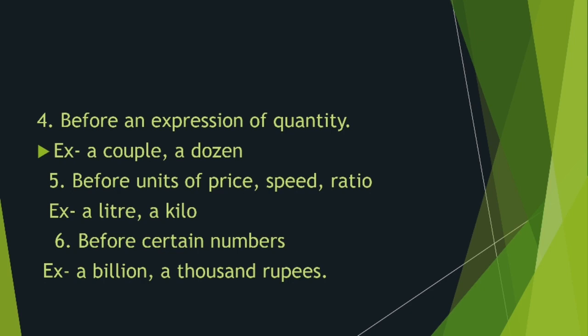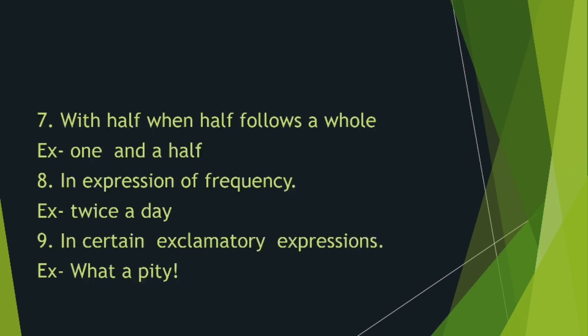With half, when half follows a whole. That means 1.5. One is a full number, a whole number, and half means its half. So when half is preceded by a whole number like 2.5, 3.5, we always use a before half. Like 5.5. In expressions of frequency, what is frequency? How many times a task has happened. Twice a day, thrice a day, once a day.